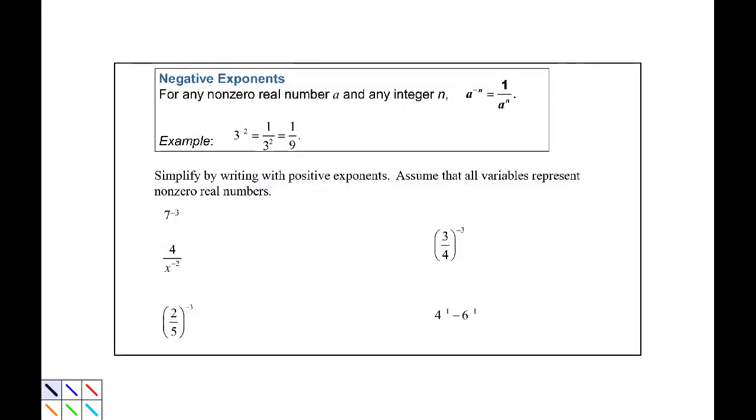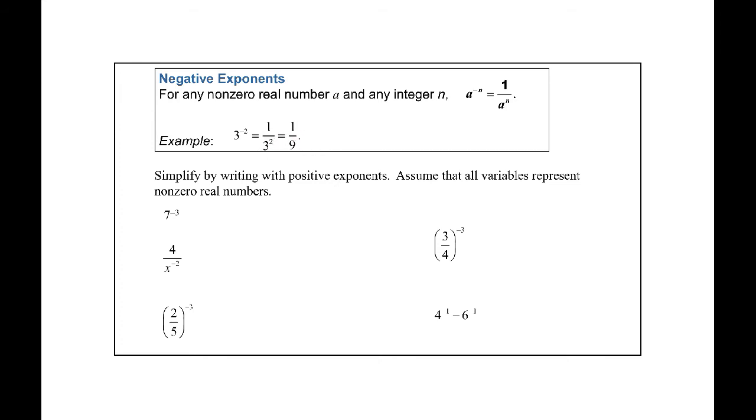The negative exponent property. For any non-zero real number a and any integer n, a to the negative n power is equal to 1 divided by that quantity a to the n. For example, 3 to the negative 2 is equal to 1 divided by 3 to the positive 2, and that is equal to 1/9 because 3 squared is 9.